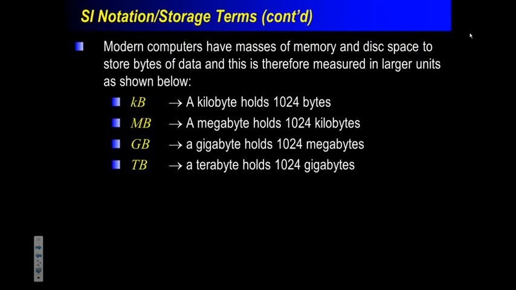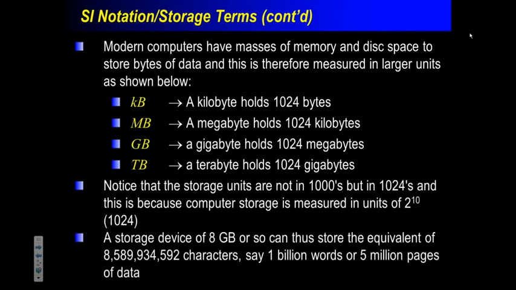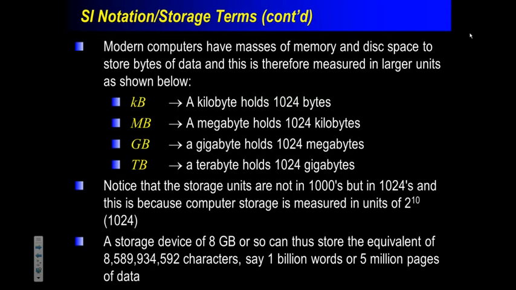So there are more common terms in the computer world. Kilo, mega, giga, terabytes, okay? The storage units are not in units of 1,000, but in units of 1,024 because it's measured in powers of 2, not in powers of 10, right? So you can also think of it this way. Kilobyte is 1,024 bytes. A megabyte is 1,024 kilobytes. And a gigabyte is 1,024 megabytes. And a terabyte is 1,024 gigabytes. It's big, right? Okay.